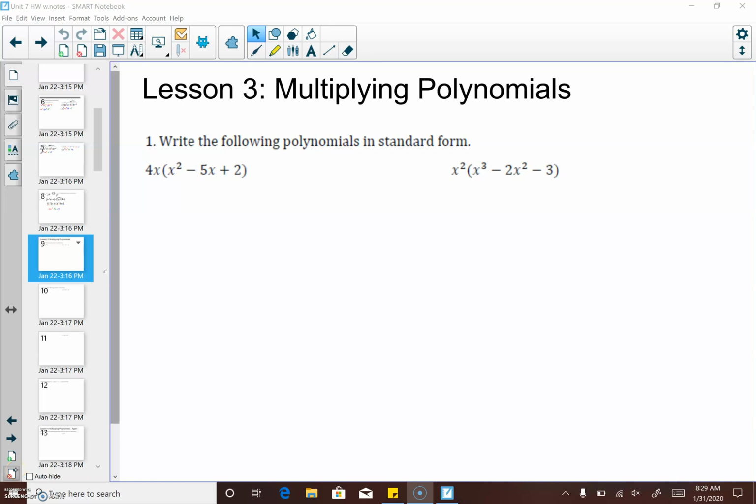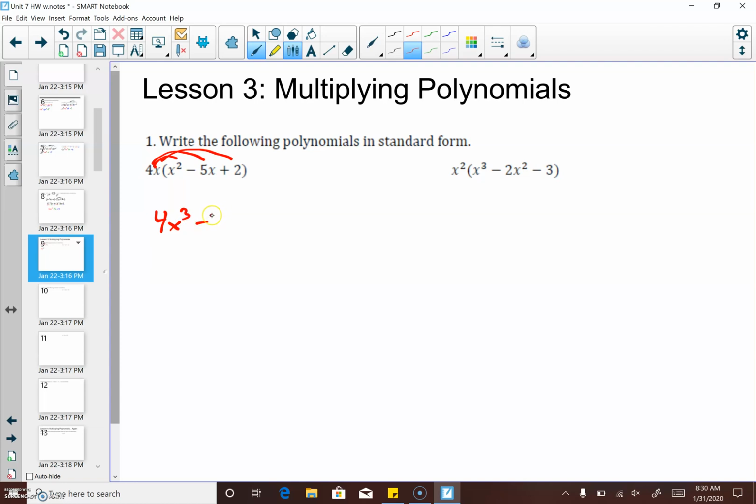For lesson 3's homework, we're going to start by multiplying our polynomials. So we're going to start with the easiest form, which is a monomial times a polynomial, which is basically just distributing. So we'll distribute the 4x in. So we multiply our numbers. So 4 times 1 is 4, and then x times x squared bumps our exponent up 1. So we get x cubed.